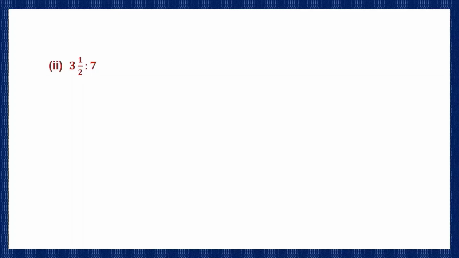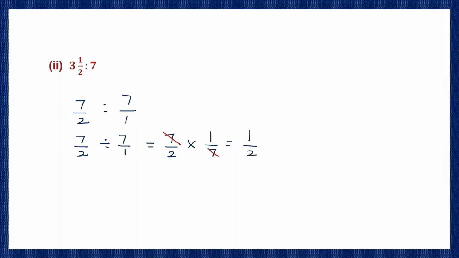Next question. 3 1 by 2 is to 7. So let's convert. 2 threes are 6 plus 1, 7 by 2 is to 7, and we'll give it a denominator 1. So let's make this division. 7 by 2 divided by 7 by 1. So division of fractions, the first fraction remains the same. Division changes to multiplication. 7 by 1 we write the reciprocal. Now we can cancel 7 and 7. So what is remaining is 1 by 2. So our ratio is 1 is to 2.